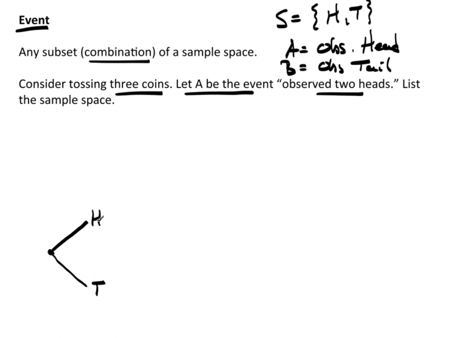Now, if the first toss was a head, and I toss a second coin, what could happen? Well, the second coin could be a head or a tail. Now, if the first toss was a tail, and I toss a second coin, what could happen? Well, again, I could get a head or a tail. What we've actually done is enumerated the sample space for tossing 2 coins. I could get a head head, a head tail, tail head, and a tail tail. We can see every possible combination here.